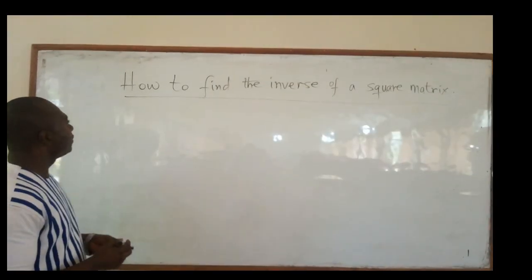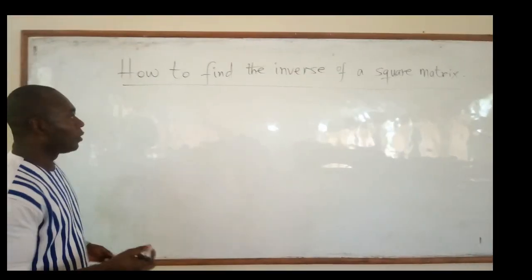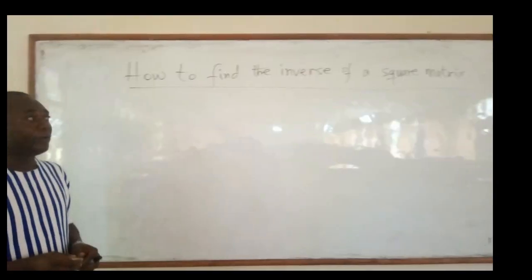We want to look at how to find the inverse of a square matrix. Now, first of all, a matrix is a rectangular array of numbers.